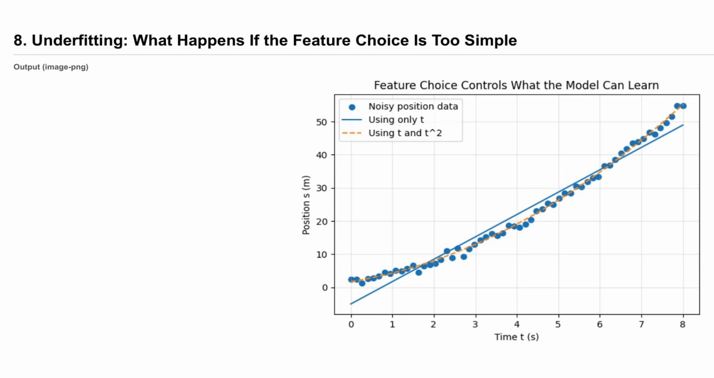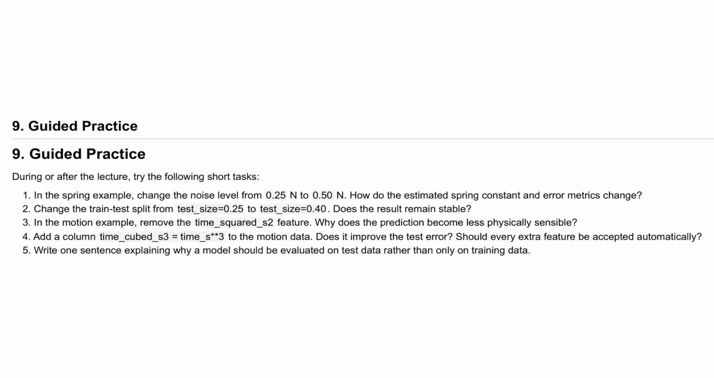This plot perfectly illustrates underfitting. The straight line, in solid blue, entirely misses the curvature of the actual motion. The model was mathematically successful at fitting a line, but physically inadequate because it lacked the time-squared feature. For guided practice, try adjusting the parameters in this notebook. Change the noise levels, alter the train test split, or experiment with adding unnecessary features like time cubed to see how the metrics and interpretations shift.